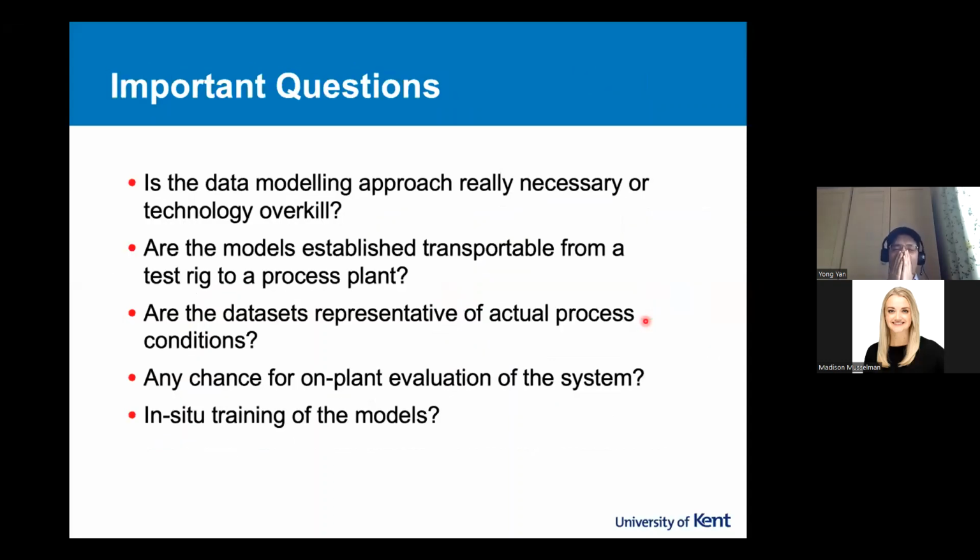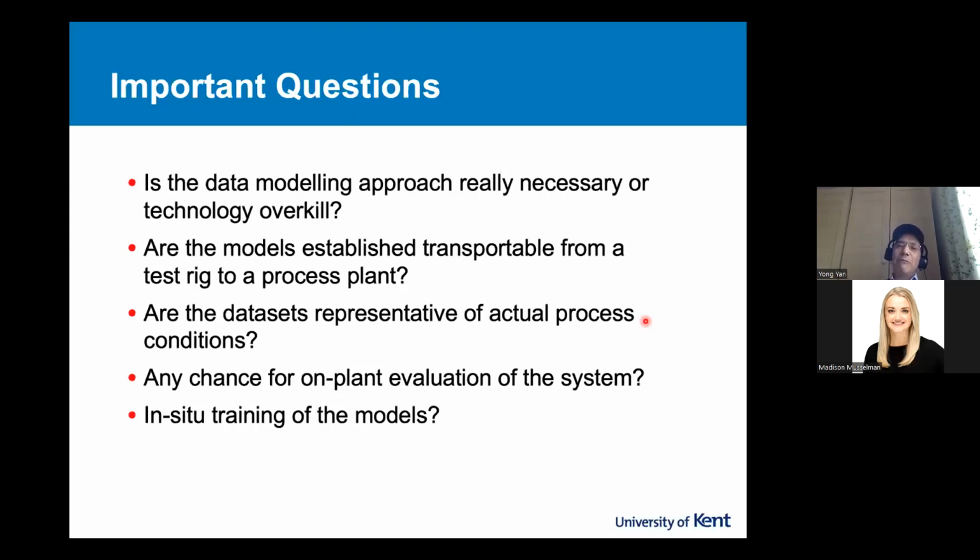These are all important questions when we talk about how we deploy data-driven models in the field of instrumentation and measurement. Is the data model approach really necessary? Do we have to use it? It's a very common question every time I give a lecture like this. Sometimes, if the measurement problem is quite straightforward, a conventional method is good enough. You don't need to use a data-driven model. It's overkill, in my opinion.